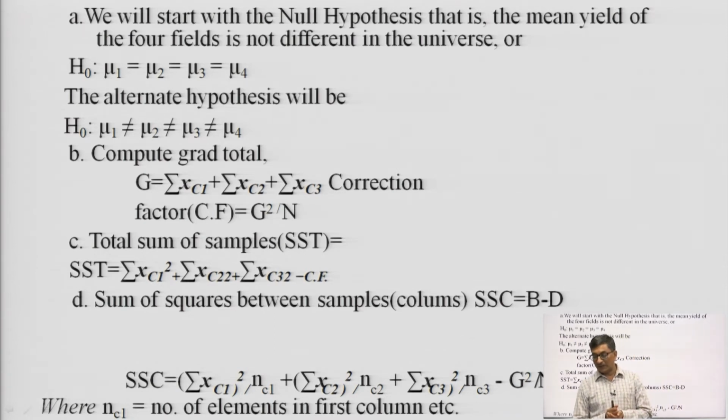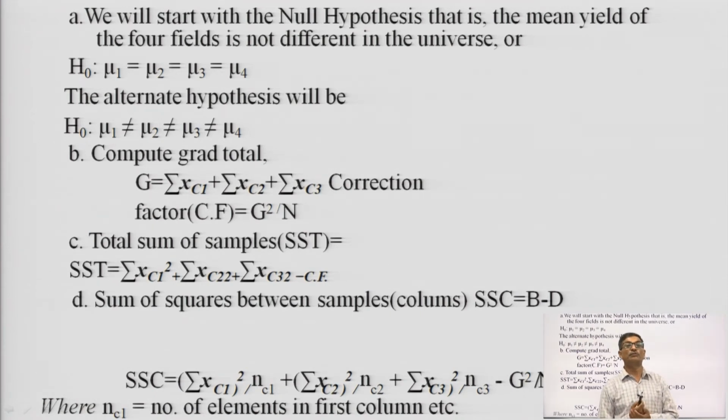Then we calculate the correction factor, equal to the grand total square divided by n. Now we find the total sum of squares, SST. This is the sum of squares of the first column plus the sum of squares of the second and third column values, minus the correction factor.